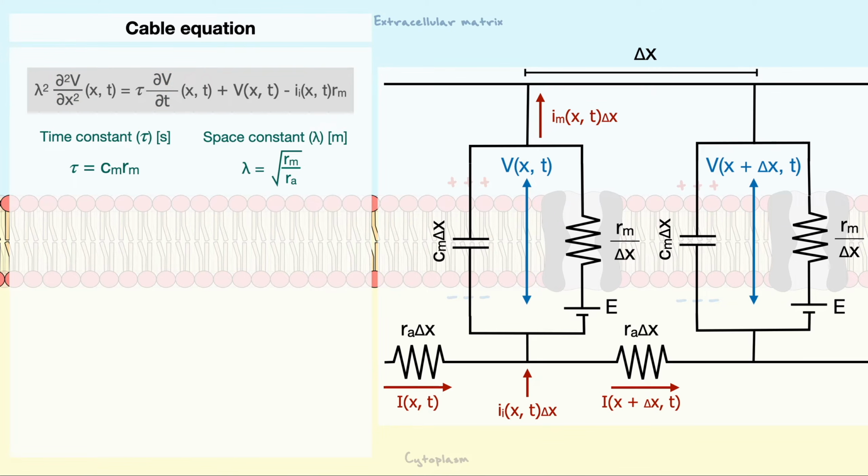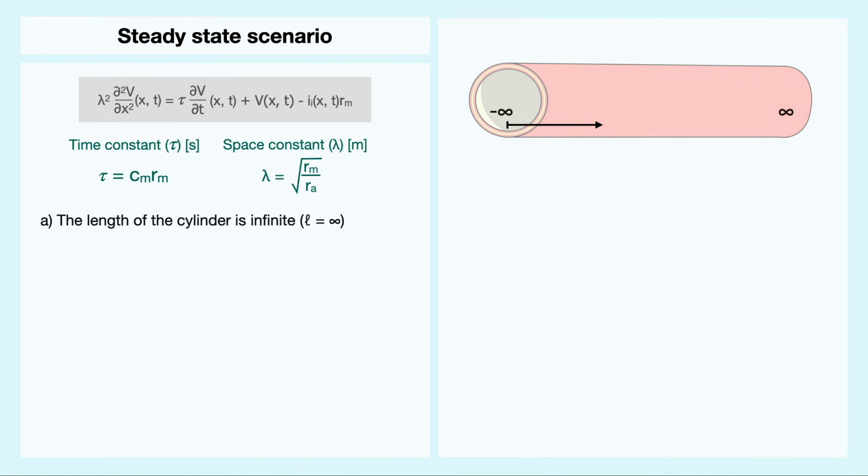Nonetheless, to get a good feeling of the equation and the space constant, we can consider a simpler scenario where we disregard time, otherwise known as the steady-state scenario. In this scenario, we will have to make a few assumptions. First, we assume that the length of our cylinder is infinite.